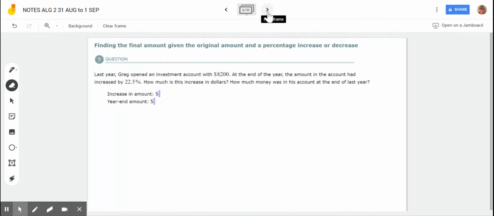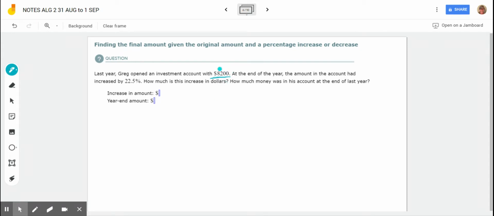Here we go. Okay, last year, Greg opened an investment account with $8,200. By the way, if you're a second language English learner, we do this thing all the time where we count in hundreds, like 82 hundred or 8,200. Both are really common, very, very common.